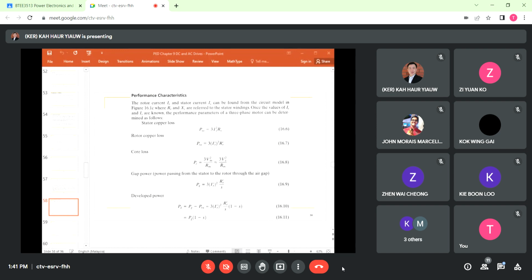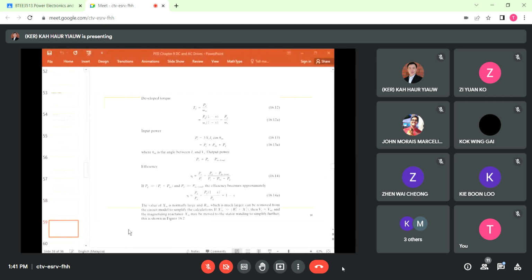Stator copper loss, rotor copper loss, core loss, gap power, and developed power are given in this page here, from equation 6 to equation 11. The developed torque is given in either equation 12 or 12a. Input power is in equation 13 or 13a. The efficiency is in equation 14.